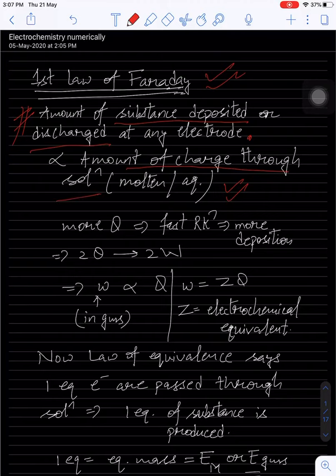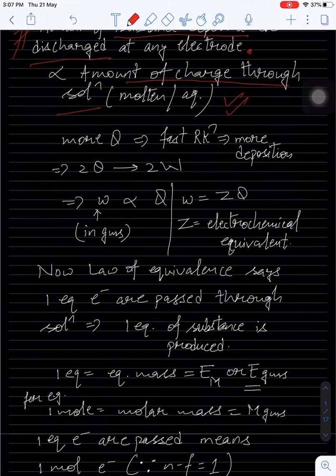That is, the more the charge, the more the amount deposited, liberated or discharged. It means the reaction is faster. So we say, the more the charge, the faster the reaction and the more the deposition. If you double the charge, the weight liberated will be doubled, as you know very well. So we can say the weight in grams is directly proportional to Q.